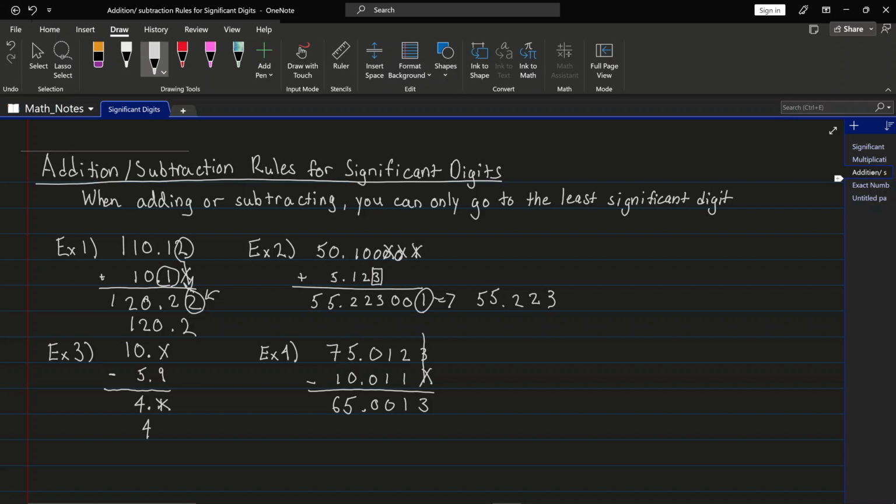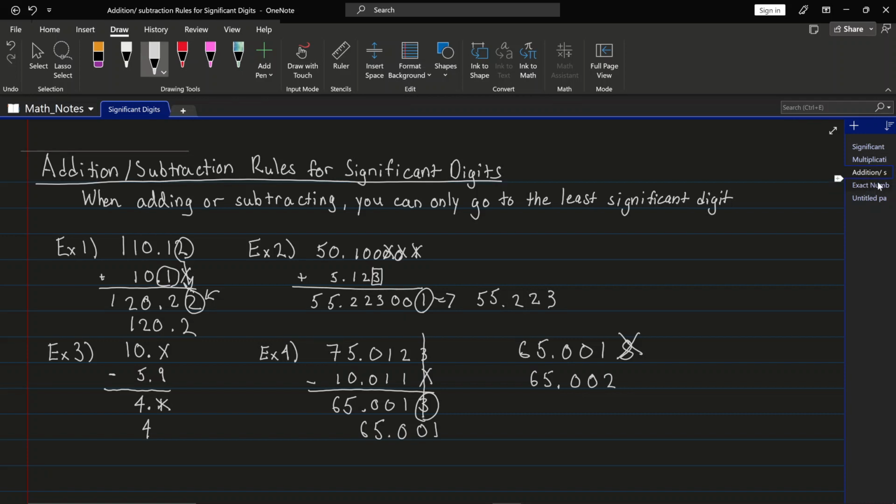Because this term doesn't match up, I have to get rid of it. So I'll round it based on this number. So your answer in significant digits will be 65.001. And let's say that you had 65.0018 instead for that problem. Well, I would know, since the last terms didn't match up, that I'd have to get rid of this. But this time I have to round up, so I would just go 65.002.